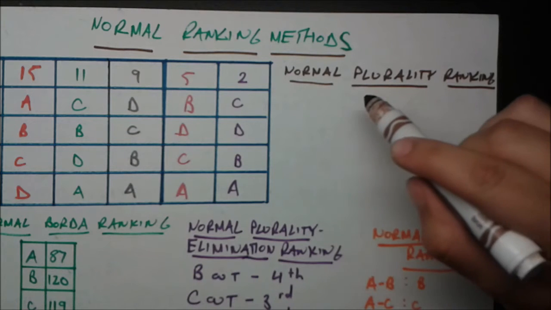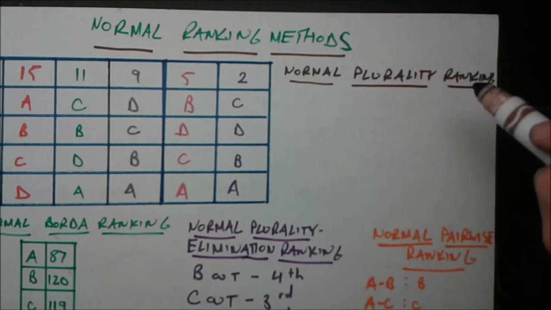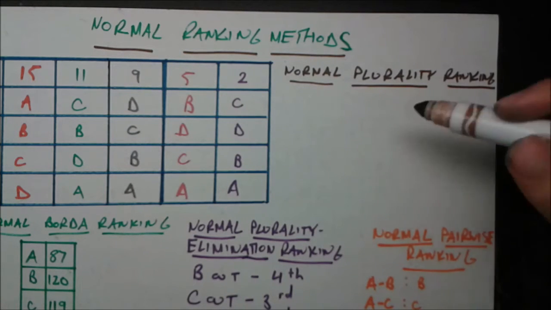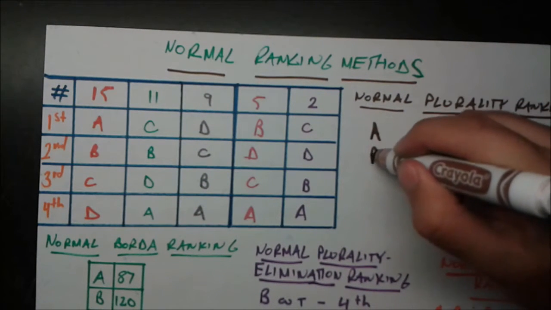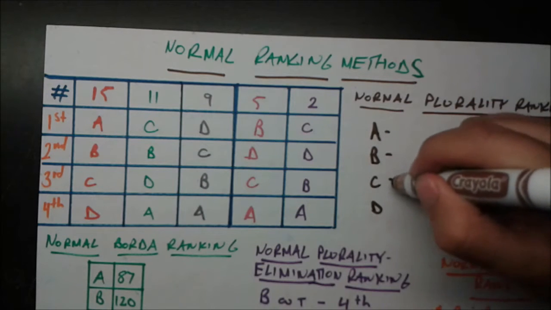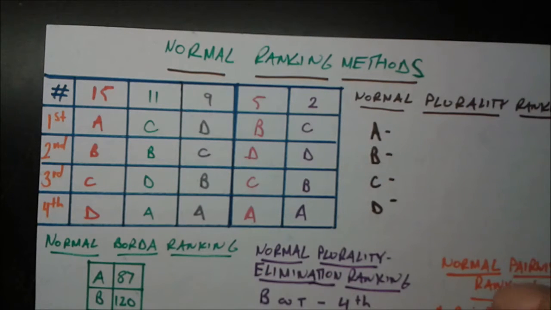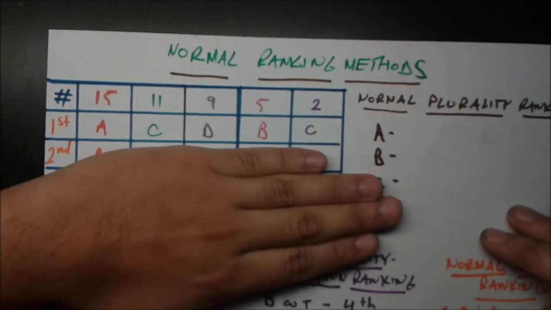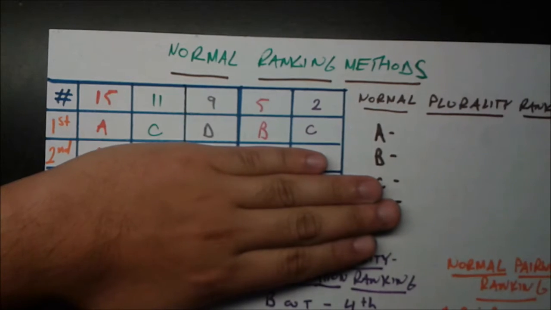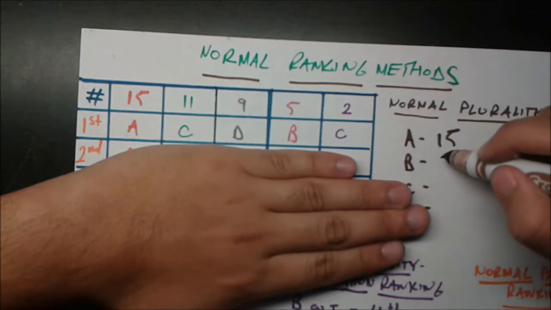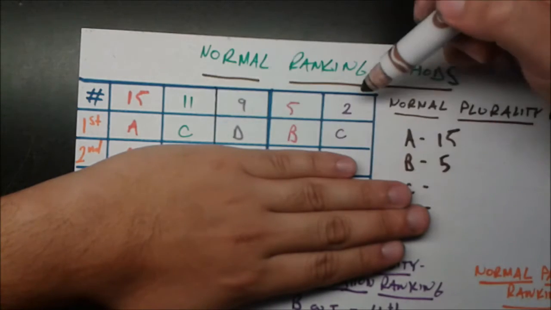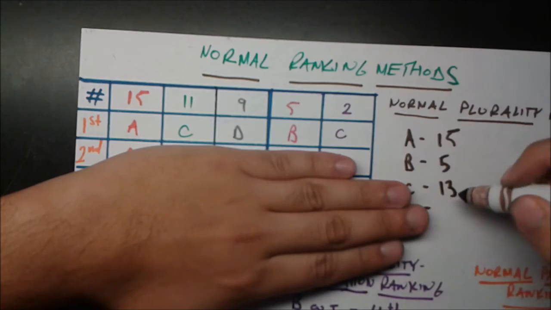So the first method we talked about was the plurality method. Even though it's flawed, we can still talk about how we can use it to find the first, second, third, and fourth. So this is probably the easiest one. If we have our 4 contestants, A, B, C, and D, we can easily just count how many first place votes each person got. Remember, the plurality method doesn't really care about anything below the first line. So A got how many first place votes? He got 15. B got how many first place votes? 5. C got how many? It's going to be 11 and 2, so 13.